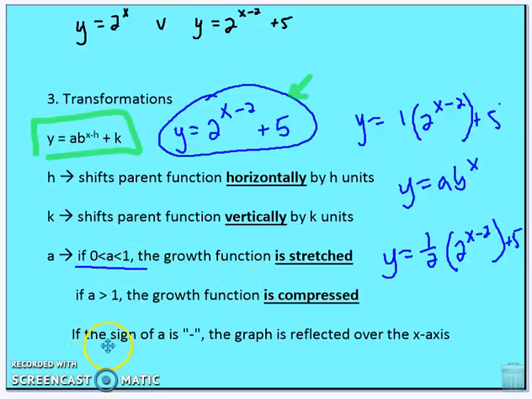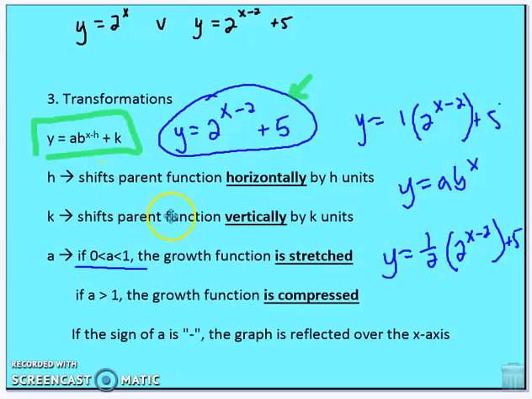Now, I can also change the sign of the function. We said originally that the value for a had to be greater than 0. Well, let's just say in terms of drawing the graph, if I were to change the sign of a, then I would reflect to negative. Then I would reflect the graph over the x-axis. So this is the relationship of the values and signs of the different parts of the transformed growth and decay function and how they would relate to an original function.